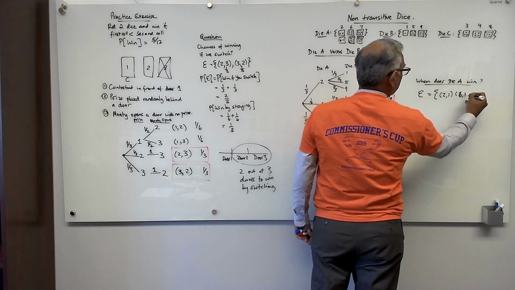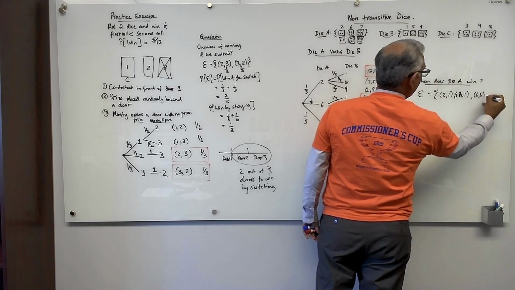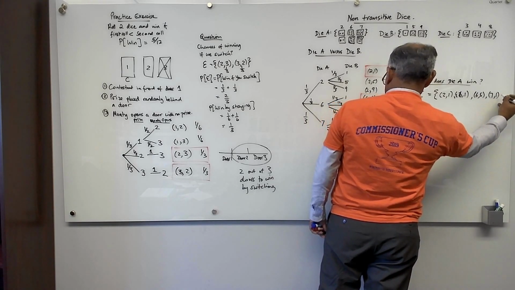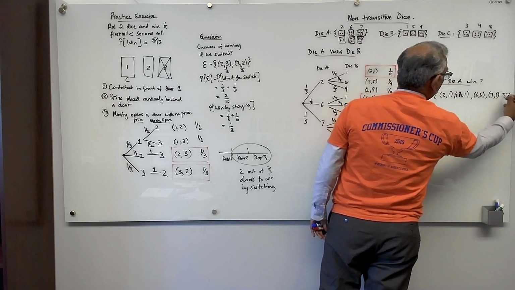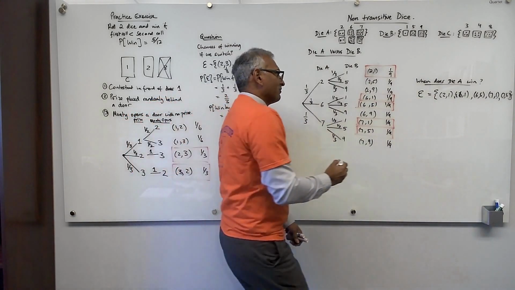6, 1, 6, 5, 7, 1, and 7, 5. Okay? Those are the outcomes. They all have a probability 1/9.